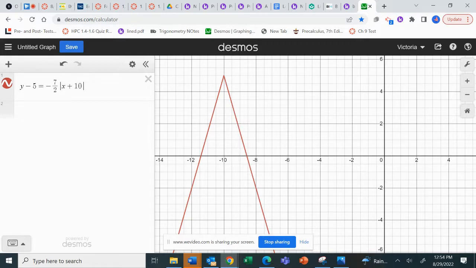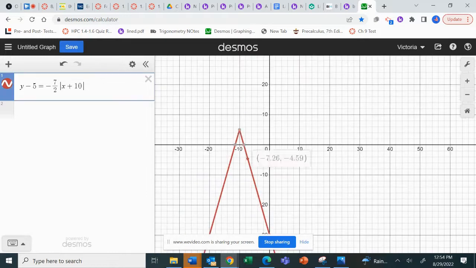So we have our absolute value graph. However, there are no restrictions. So this V goes on forever. If I zoom out and zoom out and zoom out, it's never going to end.